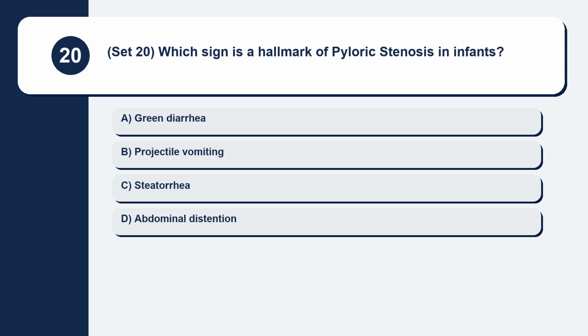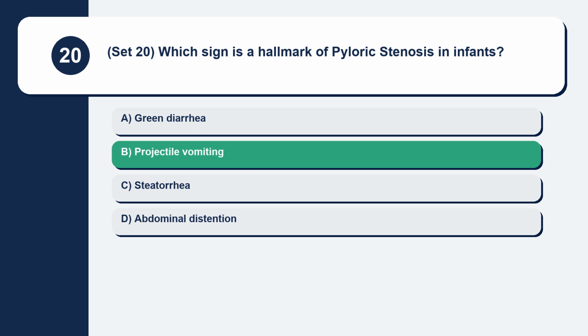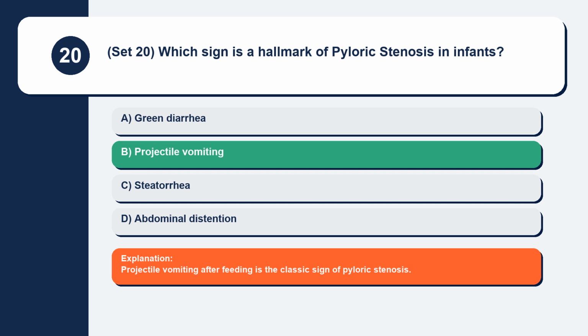Question 20, Set 20. Which sign is a hallmark of pyloric stenosis in infants? Green diarrhea, projectile vomiting, steatorrhea, abdominal distension. Projectile vomiting after feeding is the classic sign of pyloric stenosis.